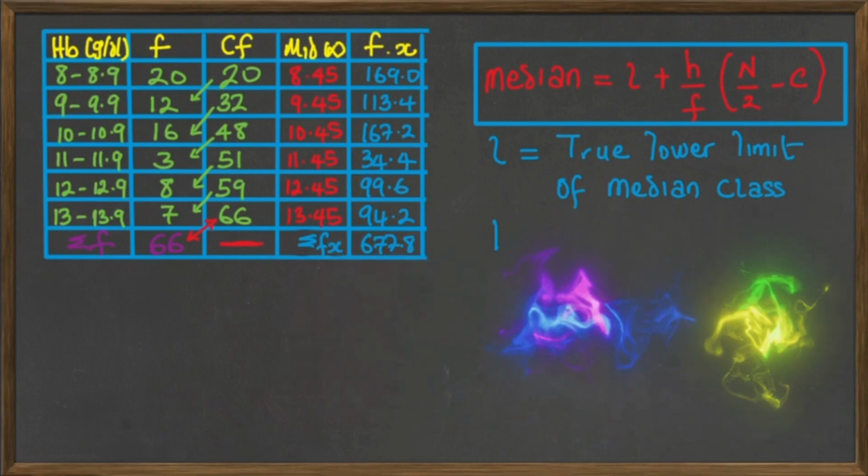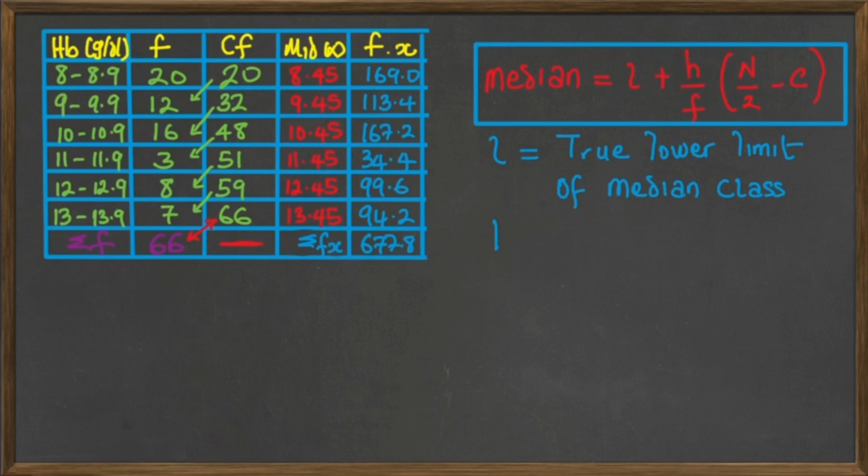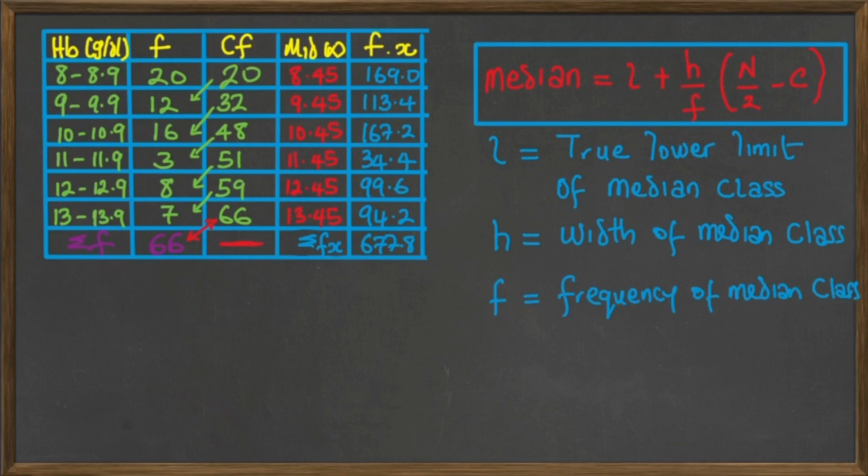Then we'll talk about the next one, which is the h. h here is the width of the median class. Everything relates to the median class as much as possible. And the f that we have here is the frequency of the median class.